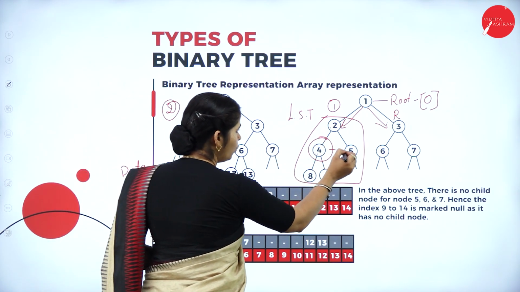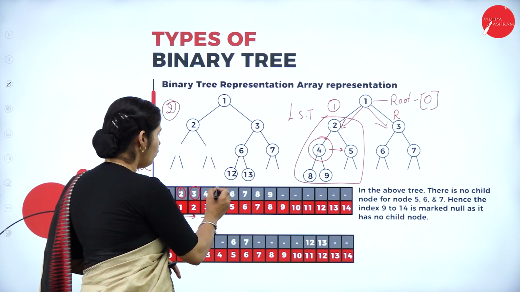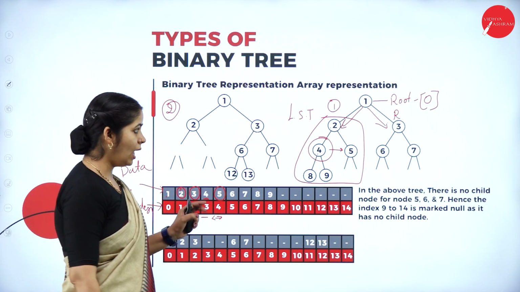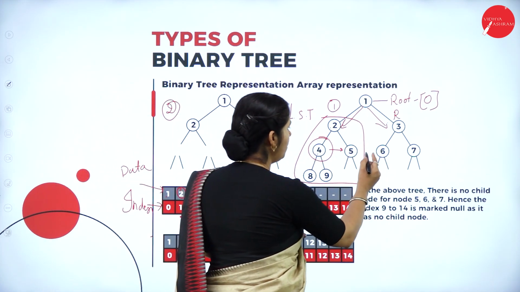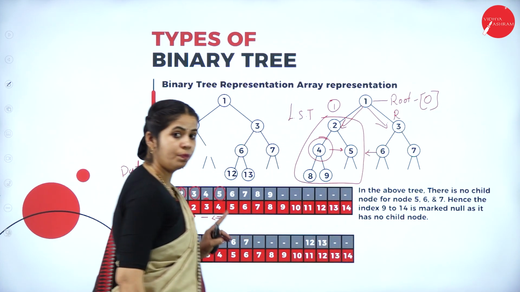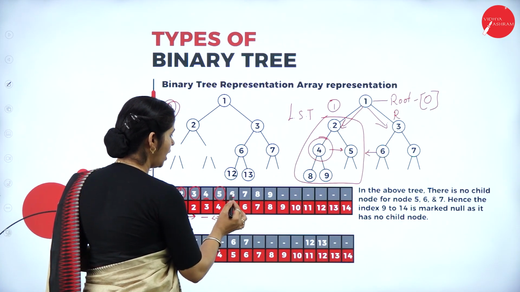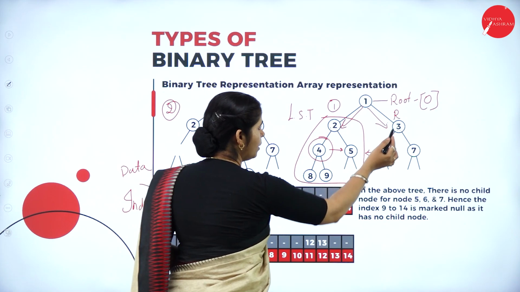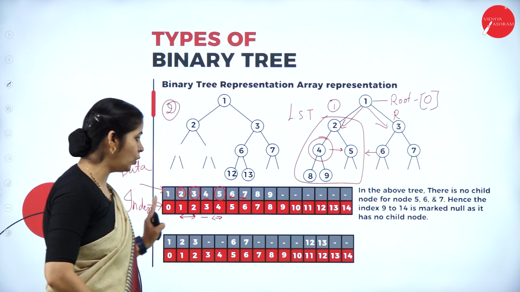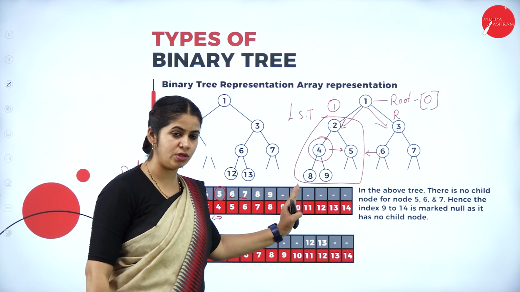Then again we have to go towards the right child of that node. That is 5 will be represented at the next index level. Like that, again we have to move level-wise. Right subtree, left child. Right subtree, that is 3, and the left child is 6. Right subtree and then the right child has to be represented. This is how we are going to represent it in the array manner, that is continuous representation.